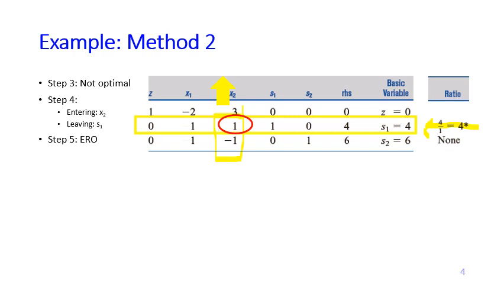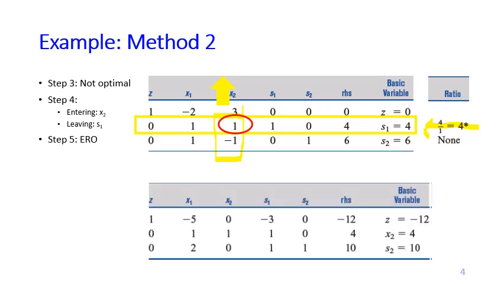Now you perform elementary row operations using that intersection as the pivot, which means you are trying to make the column X2 look like this in canonical form, 0, 1, 0, where it only has the value 1 where the pivot was, and the other places become 0 and 0. So you perform elementary row operations, you obtain this new BFS, and then you ask the question again, is this BFS optimal or not?